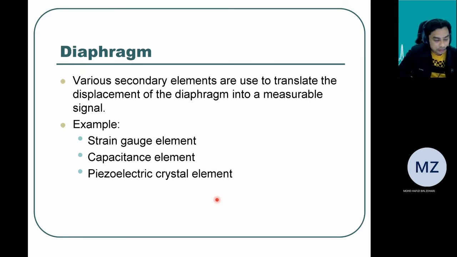Now we look at the secondary elements that can be connected to the diaphragm, as with the previous one, which is the bellows and capsule. A potentiometer or LVDT can be used as a secondary element. For the Bourdon tube, earlier we used the mechanical indicator as a secondary element. For the diaphragm, we have 3 types of secondary element: a strain gauge element, a capacitance element, and a piezoelectric crystal element. So we look at them one by one.